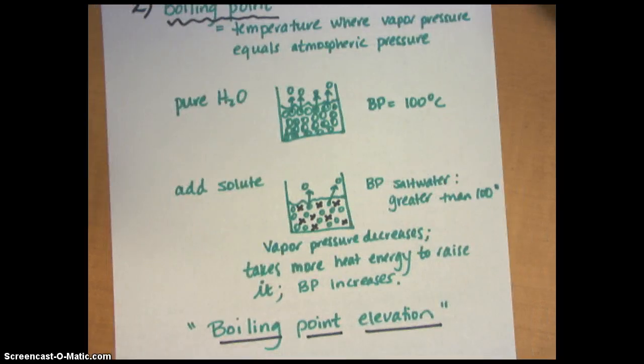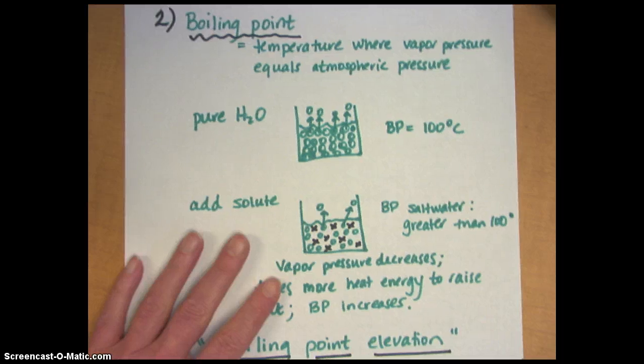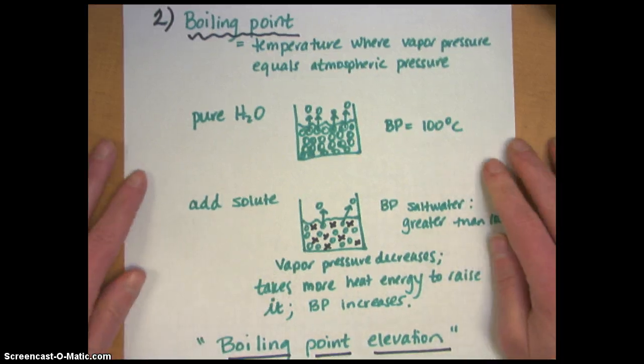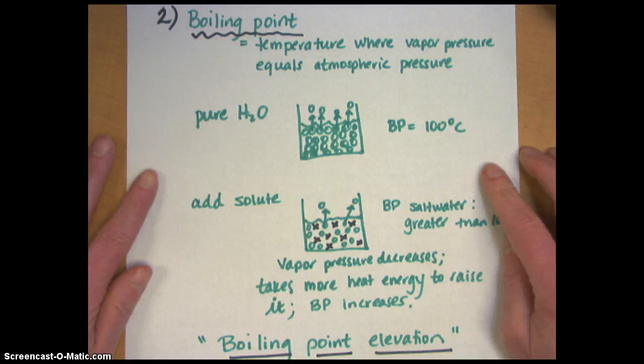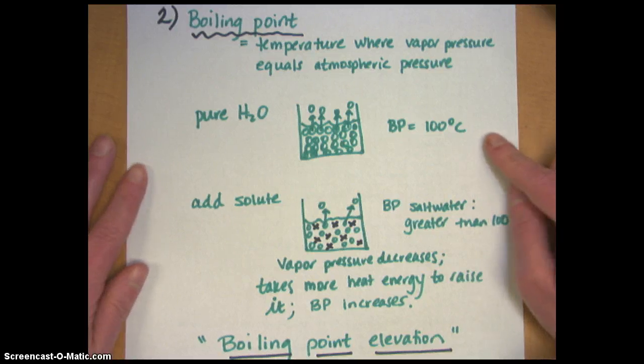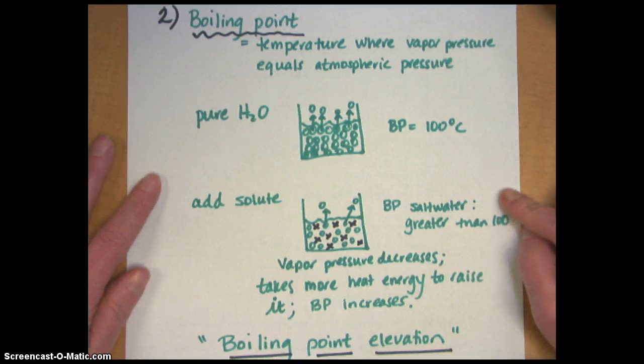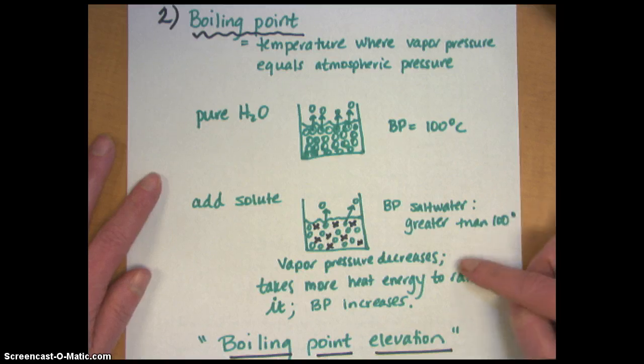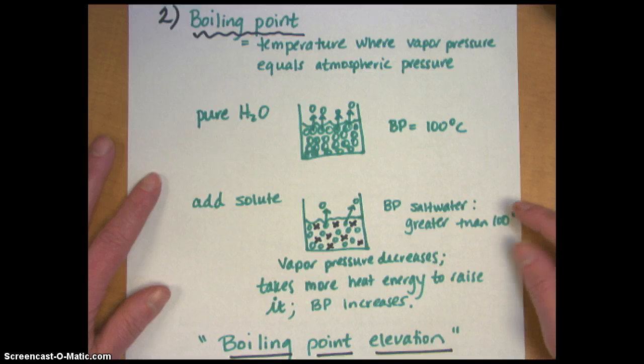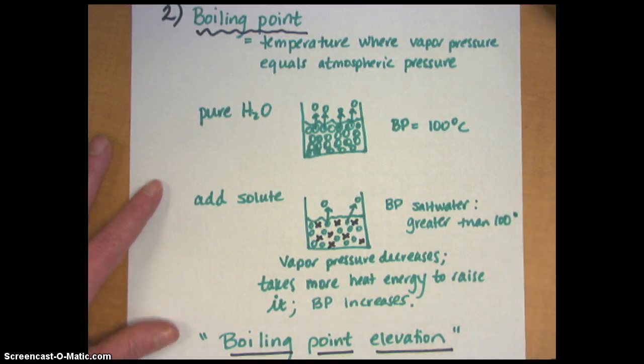With boiling point, boiling point is the temperature where vapor pressure equals the atmospheric pressure. So with pure water, we know that the boiling point is 100 degrees. If we add a solute, such as salt, then the boiling point is going to be greater than 100 degrees. The vapor pressure decreases, and it takes more energy to raise the boiling point temperature, so the boiling point increases. So it's harder for those molecules to escape into the gas phase. That's called boiling point elevation.